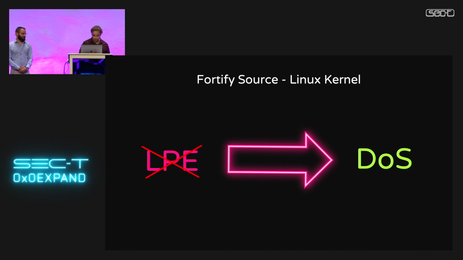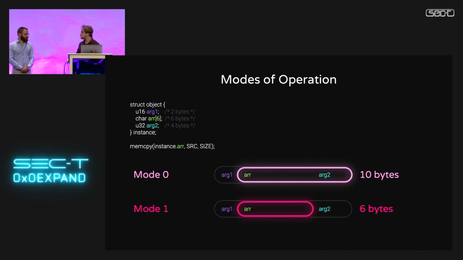Let's have an example. Let's assume that we have this object struct, which has 3 members: arg1, which is 2 bytes in size, an array of 6 bytes, and another member called arg2 of 4 bytes, followed by a memcpy operation on the array buffer. If we compile our kernel module with Fortify Source enabled in mode 0, we can indeed still overflow our buffer, thus overwriting the data stored in arg2. But if we run Fortify Source with mode 1, we cannot overflow arg2, thus much safer.